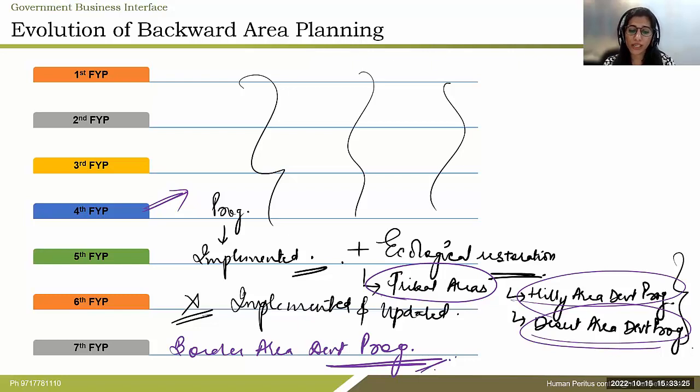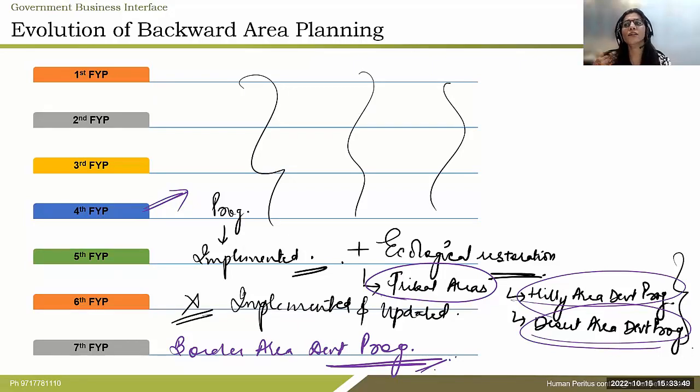So what is this border area development program? It was basically a centrally sponsored scheme, and it focused upon the development of the areas which are nearer to the border, which are touching the international borders. Initially it focused upon infrastructural development so that the forces can be easily deployed there in the border areas.